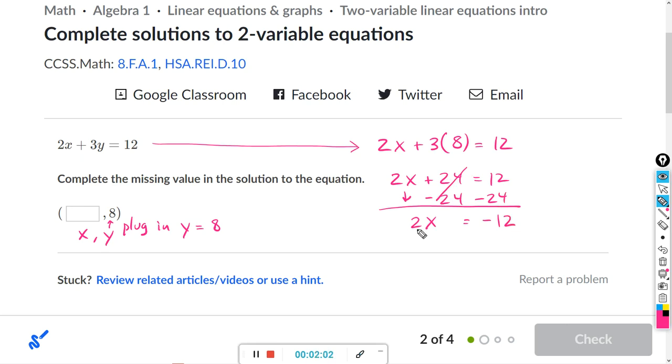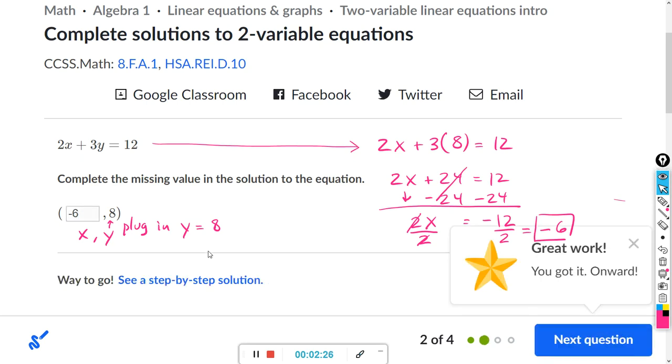Okay, we have x times 2. The opposite of times 2 is dividing by 2. So 2 divided by 2 cancels. And x equals negative 12 over 2, which is negative 6. So just enter that number in the box. All right, so the coordinate that they give you, it's in the form x comma y. So whatever one they give you, you plug in for that variable in the original equation and then solve for the other variable.